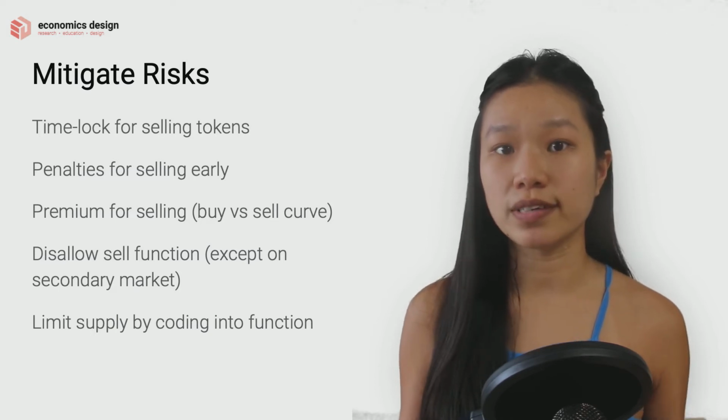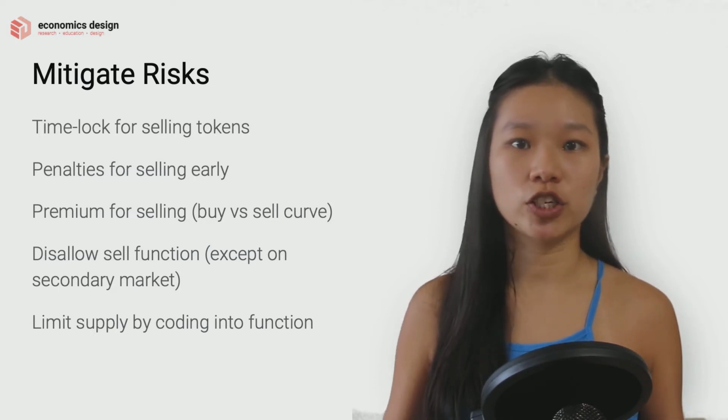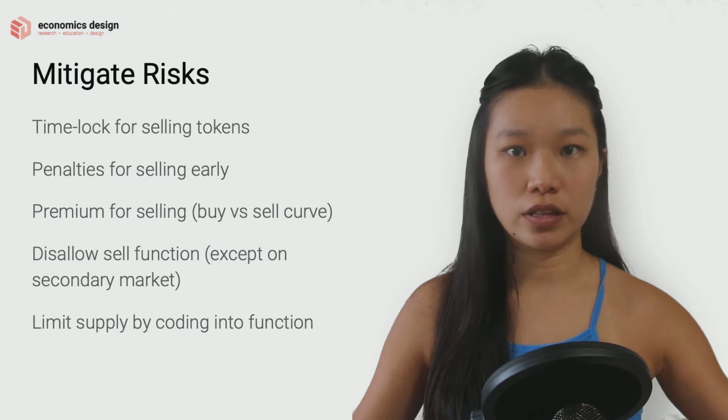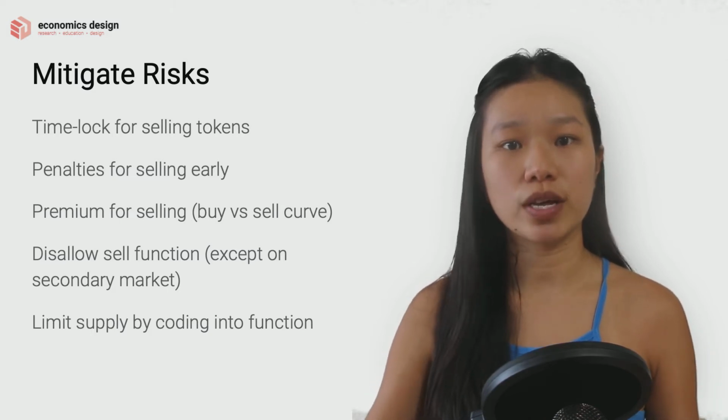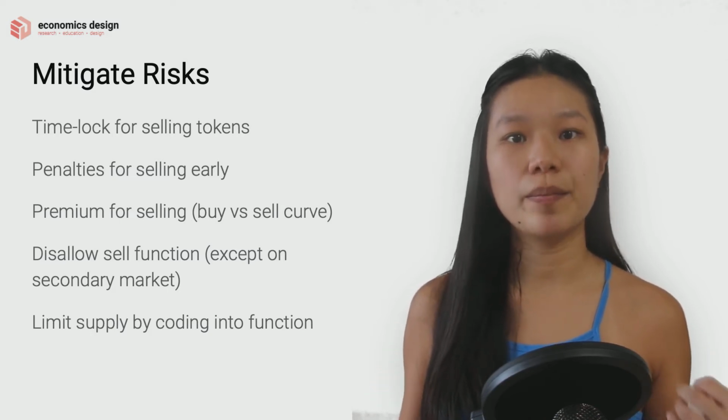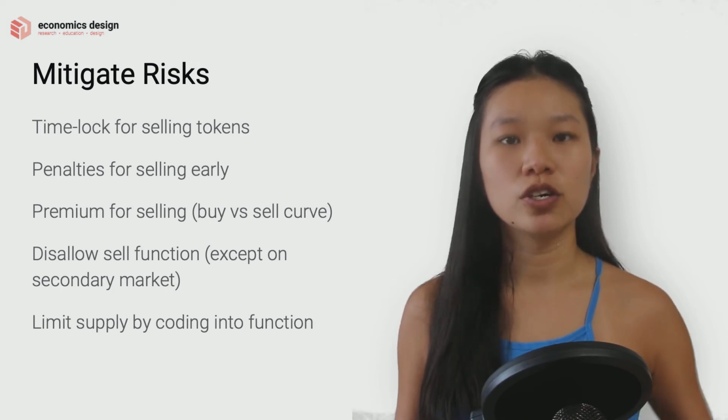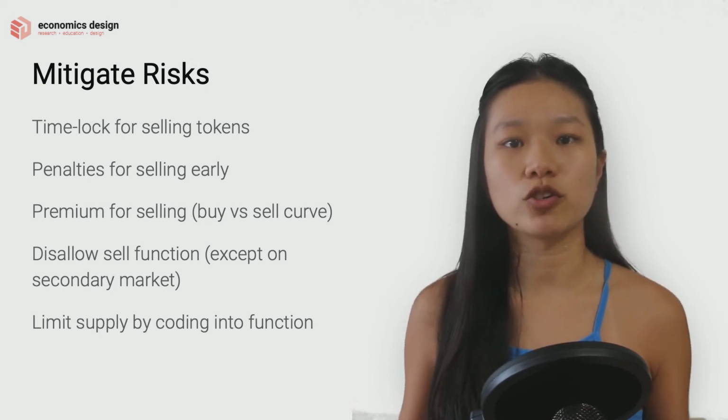You can disallow a sell function, so you can have no sell function until a specific amount where you reach a level of maturity, then you can sell them. And you can also limit the supply by coding it into the function. So these are just quick examples of how to mitigate risks.